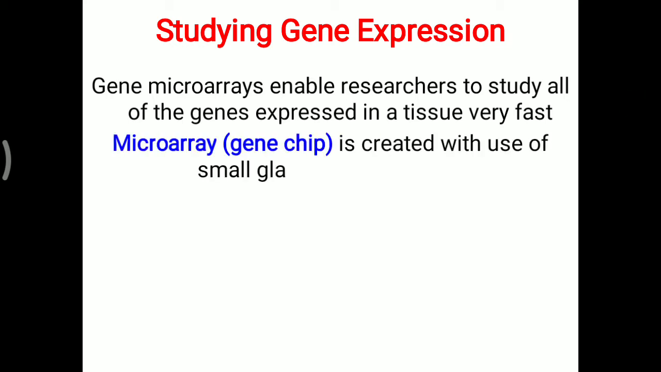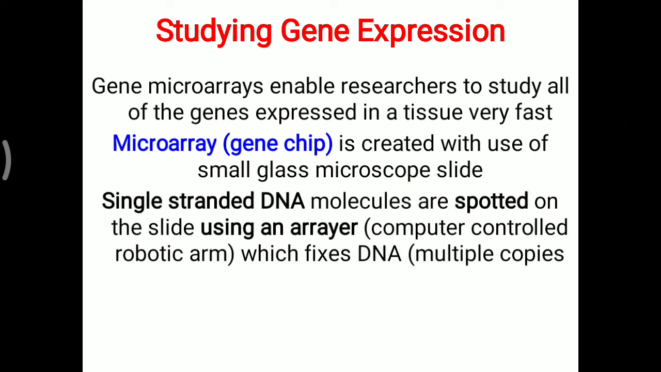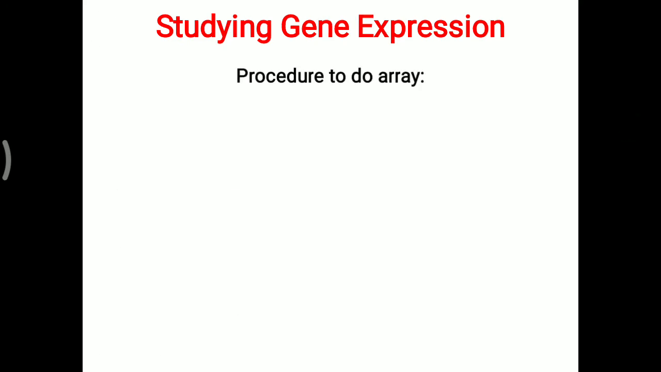In this technique, a microarray or gene chip is utilized, which is created with a small glass microscope slide. Single-stranded DNA molecules are spotted on this slide using the arrayer, a computer-controlled robotic arm that fixes DNA at different spots on the slide. Multiple copies of complementary DNA can be fixed over this small glass slide, and that is recorded by computer. That is a simple way to study gene expression.